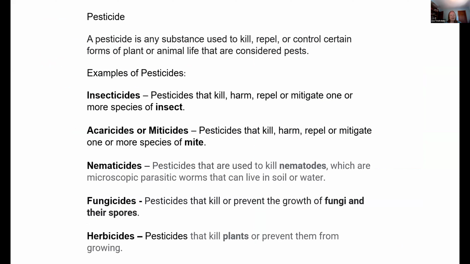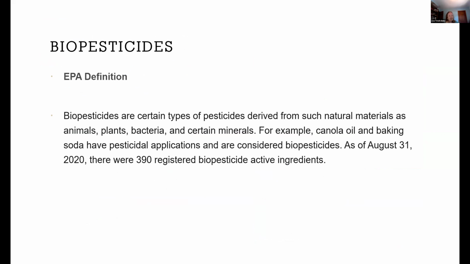So pesticides, we have insecticides for insects, miticides, nematicides, nematodes, fungicides, and herbicides. And the intent in a sustainable or integrated pest management program is to only use them when absolutely necessary and to choose the safest available for your particular situation.